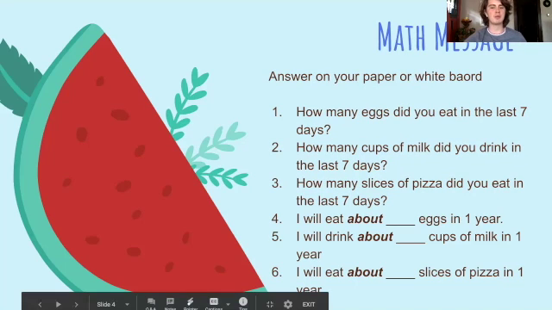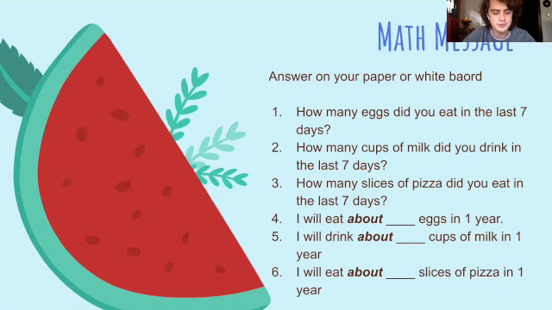And now you've got 3 more questions to answer. So using your answers for the first 3 problems, think about how could you answer these next 3. So the first one, I will eat about how many eggs in 1 year? So if you know how many eggs you eat in 1 week, how many eggs might you eat in 1 year? If you know how many cups of milk you drink in 1 week, estimate.